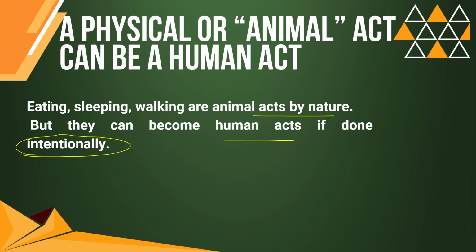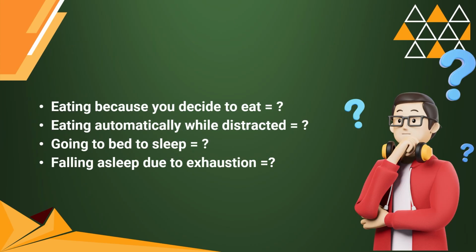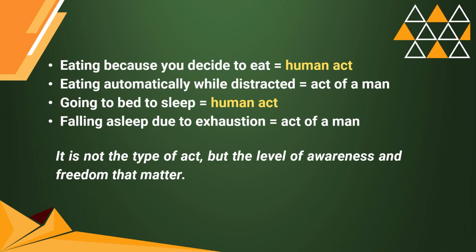Let's say, for example, let's take eating. Eating becomes a human act. Why? Because you decide to eat. You know it is 8 o'clock in the night, you decide to eat. Or you go on the way, you find a fast food center, you decide to go there and you decide to eat. On the other hand, if you eat automatically while distracted, that will come under the purview of acts of man.